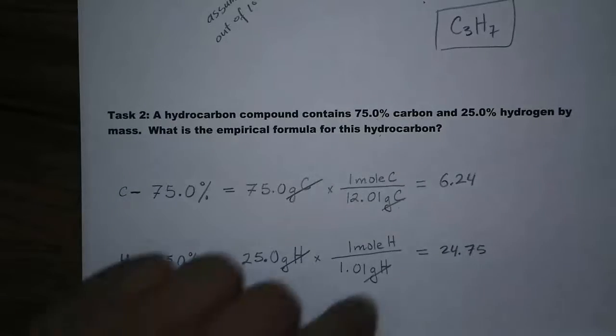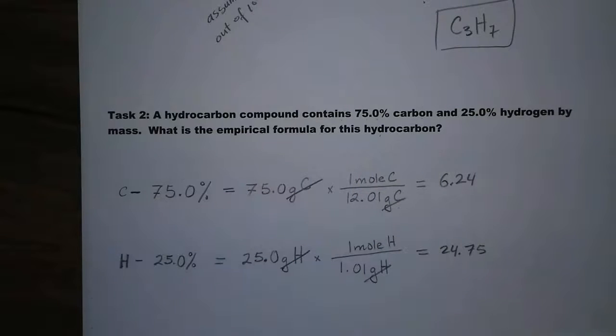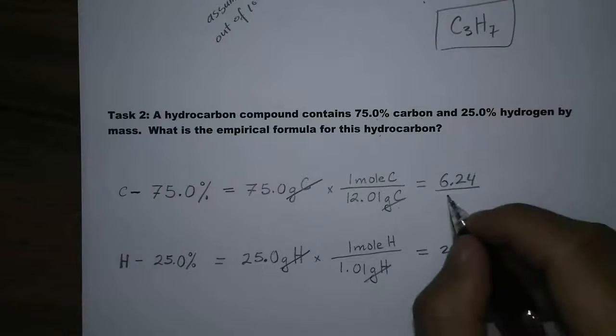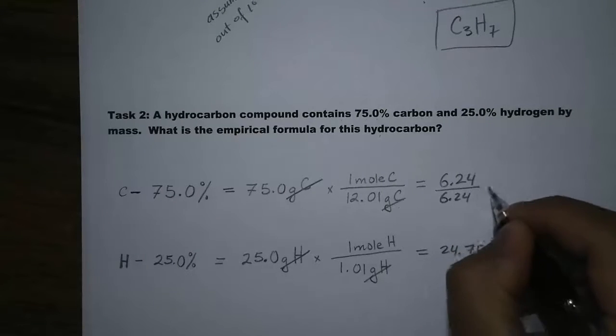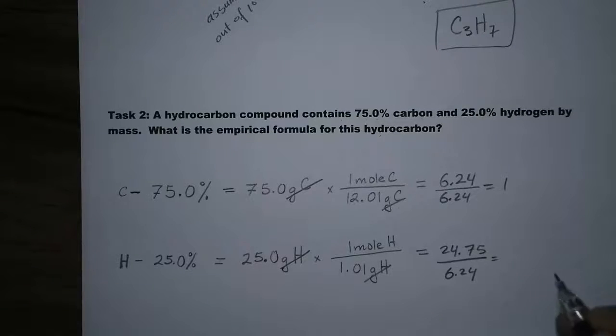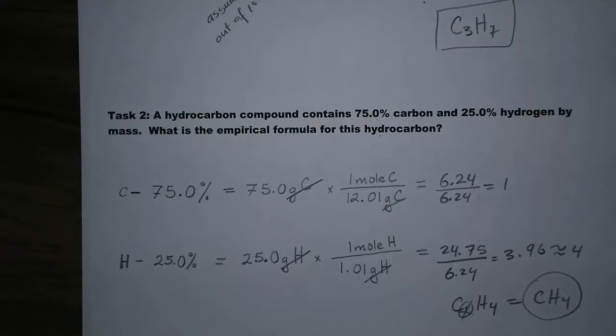And if we go back to step 3, divide each mole by the smallest number of moles. Which one is the smallest one? Of course this one. So we have to divide all the moles by this smallest number, 6.24, that gives us 1. And over here, dividing by 6.24, that gives us 3.96. And of course we can round this to 4 here. So therefore we have C1H4. But we don't write the 1, so that gives us CH4. And this is methane gas.